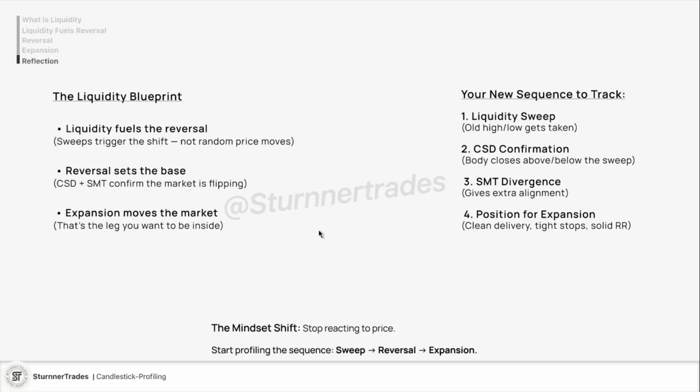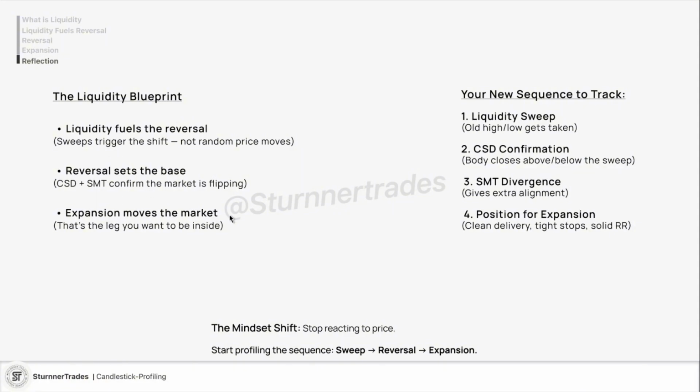Alright, so at the end of the day, price does not move randomly. It's hunting liquidity, and real reversals don't come from thin air. They form after that liquidity gets taken below an old low or above an old high. Once you start recognizing where stop losses hide, once you start tracking sweeps, CSD and SMT divergence, you will stop trading noise and start catching legs that actually deliver. Because that's the core of candlestick profiling.